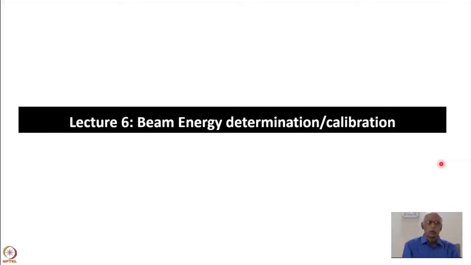To discuss lecture number 6, which is beam energy determination and calibrations. In the last lecture, we talked about how the beam energy can be calculated using the voltage itself. But we also mentioned that there is a possibility of errors due to different sources, and therefore the energy calculated using the terminal voltage may not be very accurate, and therefore we should use some other methods which are more accurate to determine the energy of the particle beams.